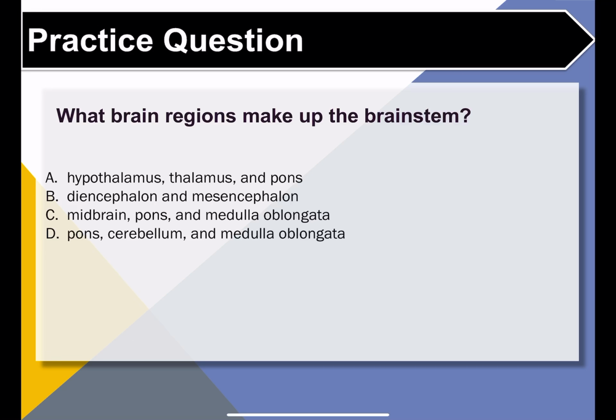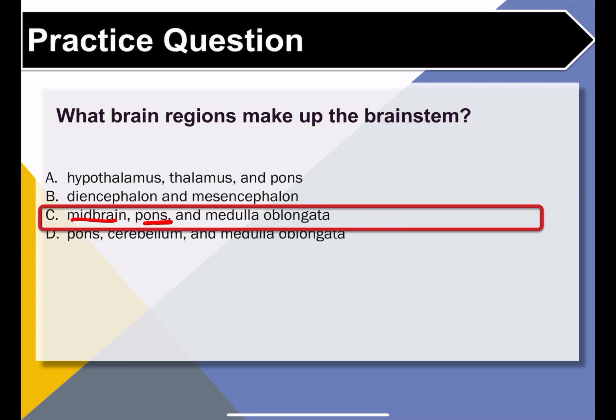What brain regions make up the brainstem? You have midbrain, pons, and medulla oblongata. The cerebellum is off to the side on the bottom of the cerebrum right here. That's the cerebellum, and then this whole part is the brainstem, excuse me. Okay, and then the diencephalon is up here in the central region of the cerebrum.